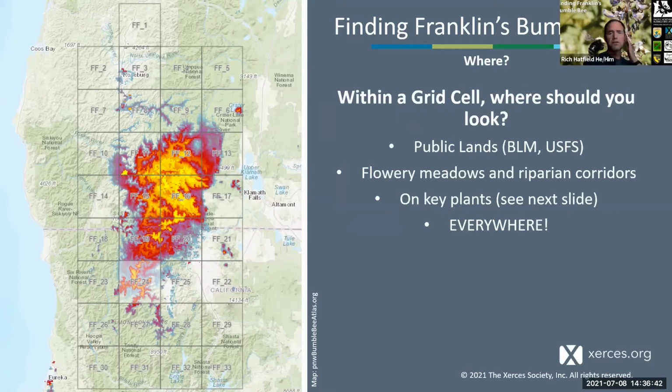So once you've chosen a grid cell and you've decided you want to contribute to this project in one way or another, we're still at this question of where should we be looking for this species. And within these grids, we think it's a really good idea to survey largely on public lands. Certainly, if you own property and have private land, you're welcome to survey on that private land, and it's a great idea to survey on that private land.